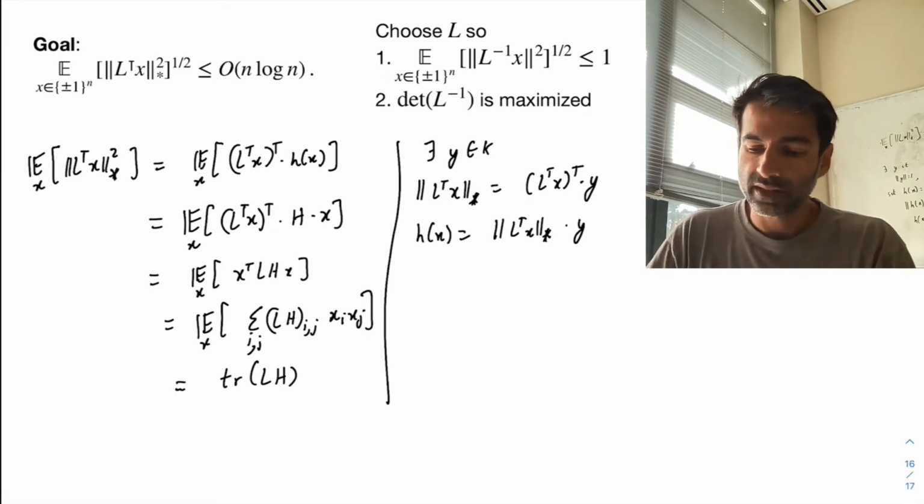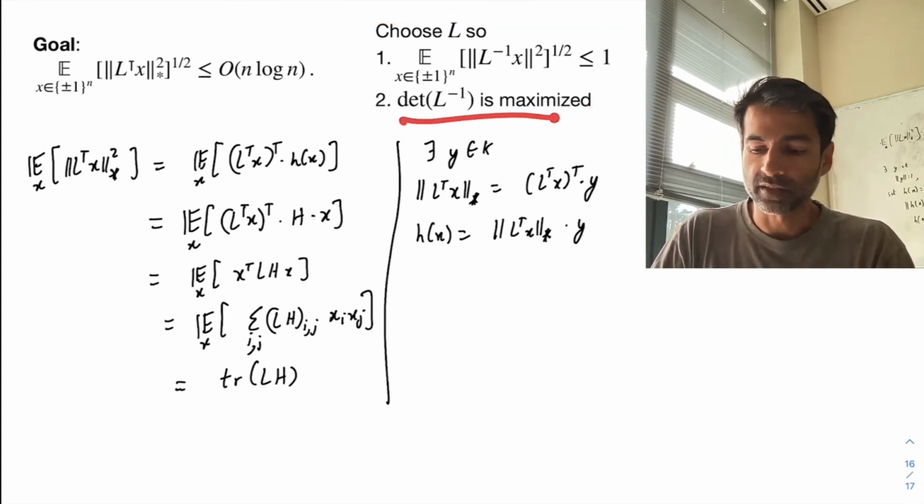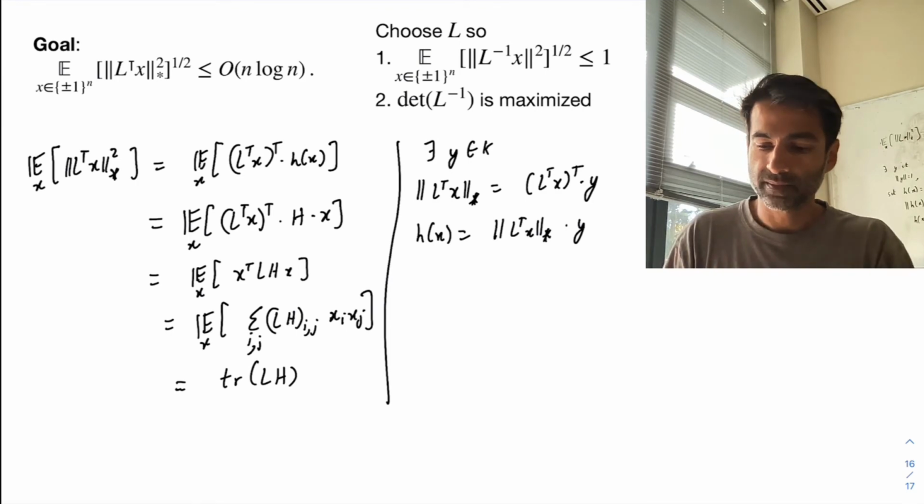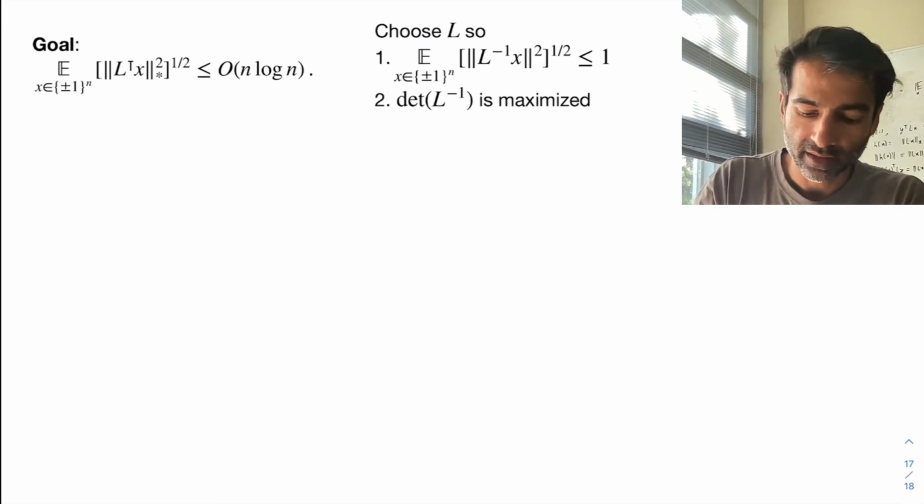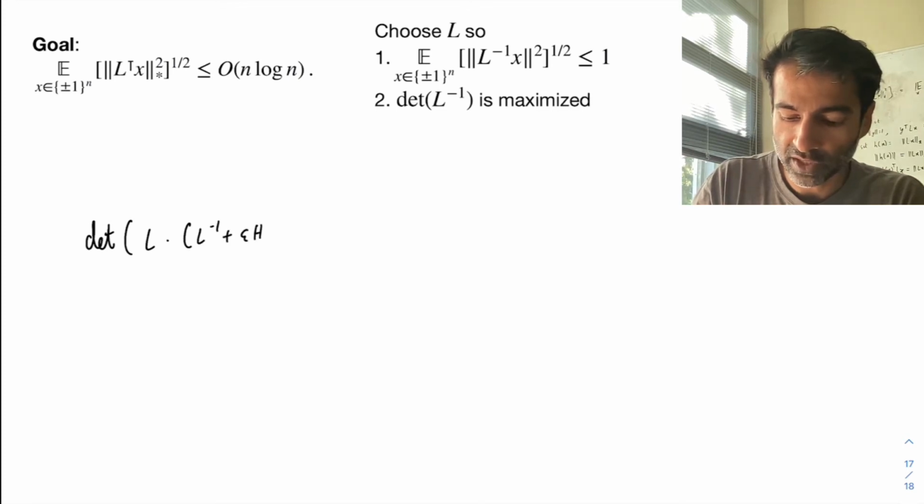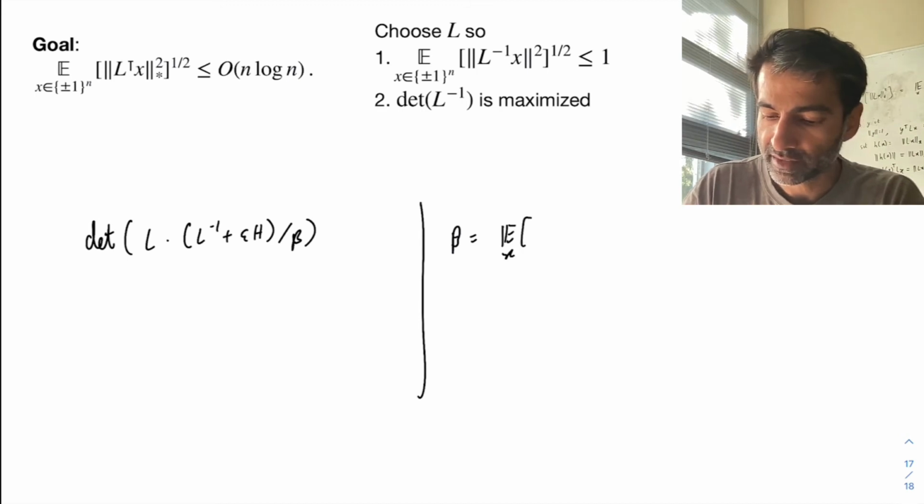Now, up to this point, I haven't used the choice of L, really. And now we'll use the fact that L is the maximizer here to bound the trace of L times h. So let's do that next. To bound the trace, I'm going to use a particular determinant. Let's consider the determinant of L times (L inverse plus epsilon h) divided by beta, where here I'll set beta to be equal to the expected value for x from the cube of the norm of (L inverse plus epsilon h) times x squared, to the power 1/2.